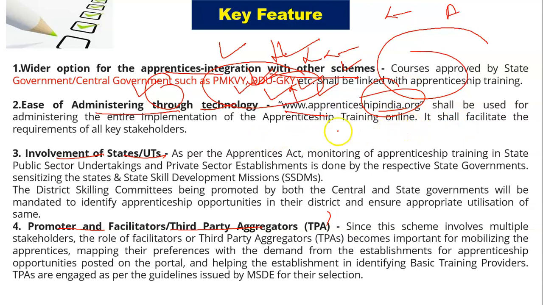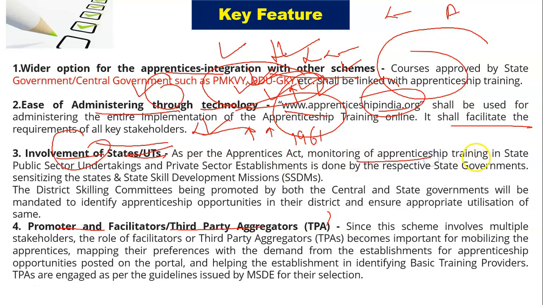They are implementing this scheme with the help of this portal, and this portal will facilitate the requirements of all the key stakeholders like candidates, companies, NGOs, other training companies and other government agencies. So it gives a single platform to each and every person. They are also involving states and UTs. As per the Apprenticeship Act 1961, they will monitor the apprenticeship training in state, public sector undertakings, and private sector under the respective state government.